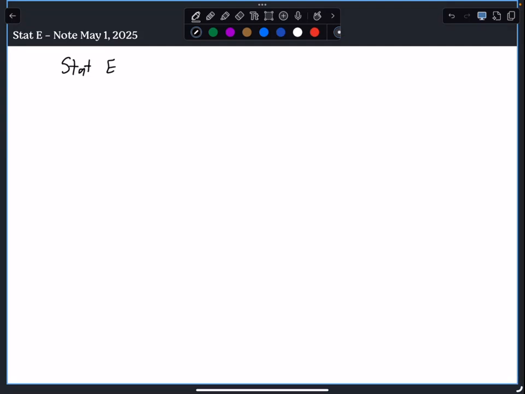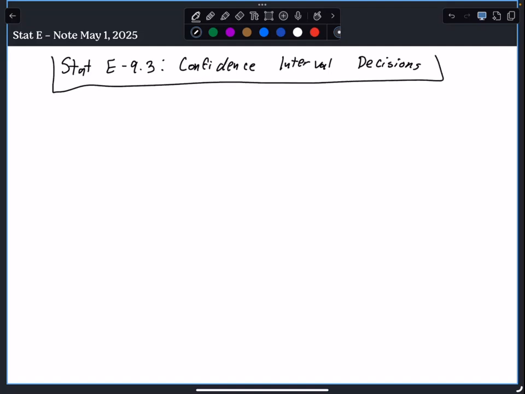Stat E 9.3. Confidence interval decisions. Basically, this is a follow-up question.